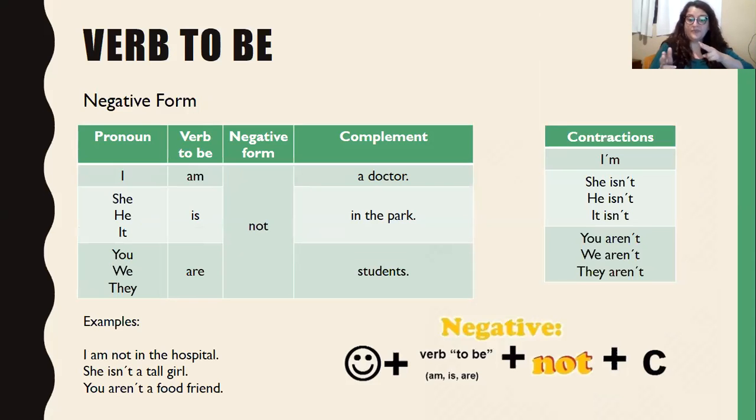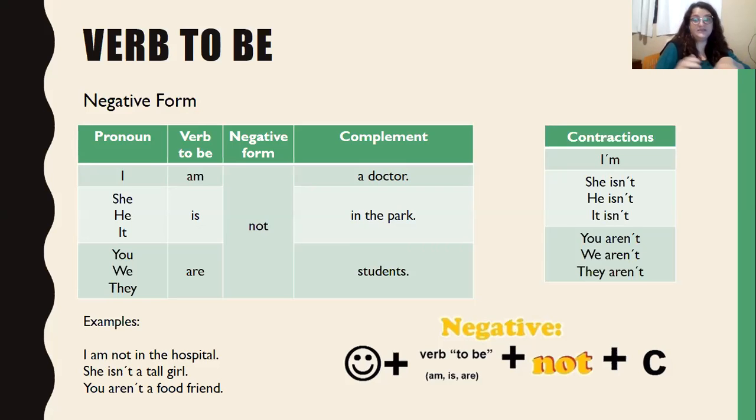But remember, with I am, we are not gonna do the contraction with am and not. We are gonna do the pronoun I with the verb to be am. So I'm not. And then with the rest of the people, we are gonna use the contraction with the verb to be and not. So it's gonna be like, she isn't, he isn't, it isn't, you aren't, we aren't, they aren't.